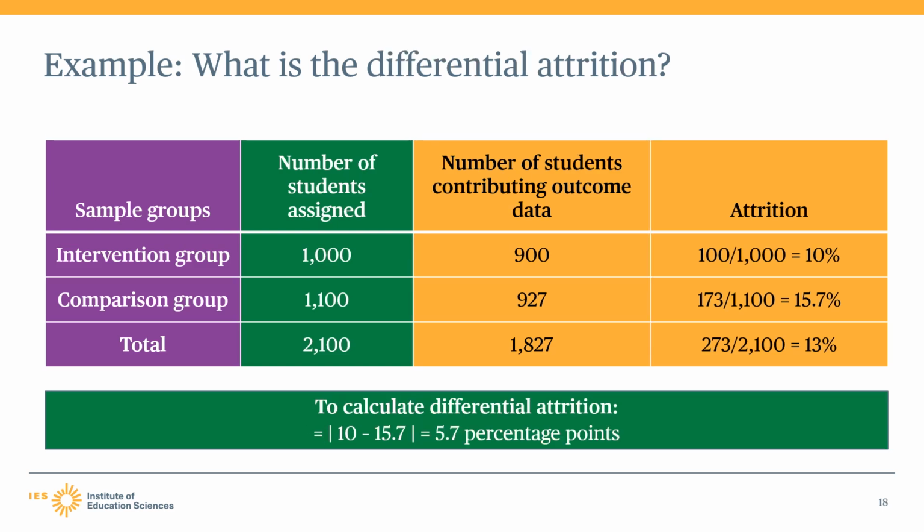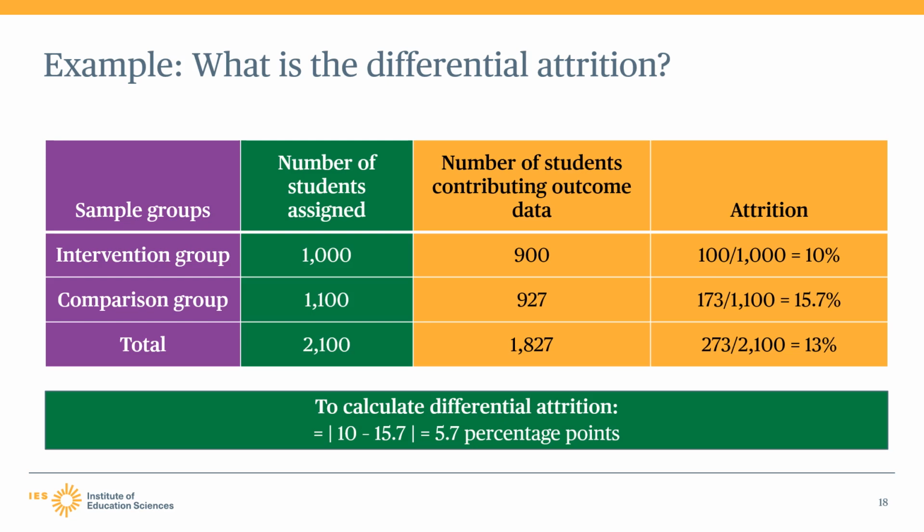The WWC takes a similar approach for differential attrition, but conducts the calculation for each group. For the intervention group, we started with 1,000 randomly assigned students. The researchers observed data for only 900 students, so they didn't observe data for 100 students out of 1,000. The attrition rate for the intervention group is therefore 10%. For the comparison group, 173 of the 1,100 randomly assigned students lack observed data. This results in a 15.7% attrition rate for the comparison group. So, to calculate differential attrition, we take the absolute value of the difference between the two attrition rates. We get 5.7 percentage points as our differential attrition rate.